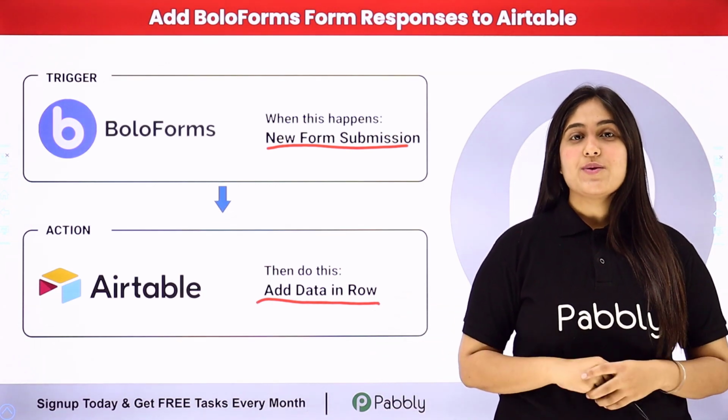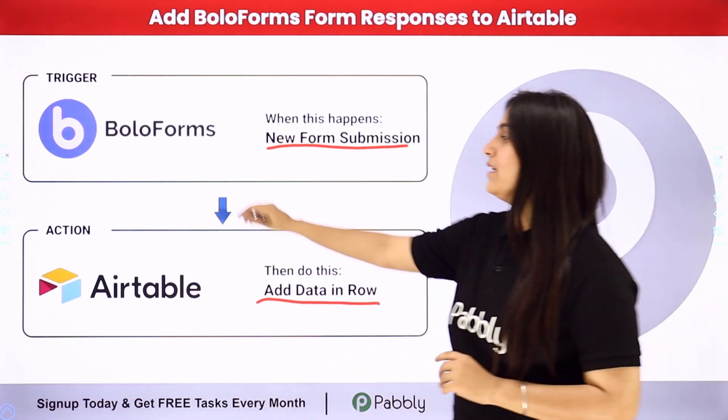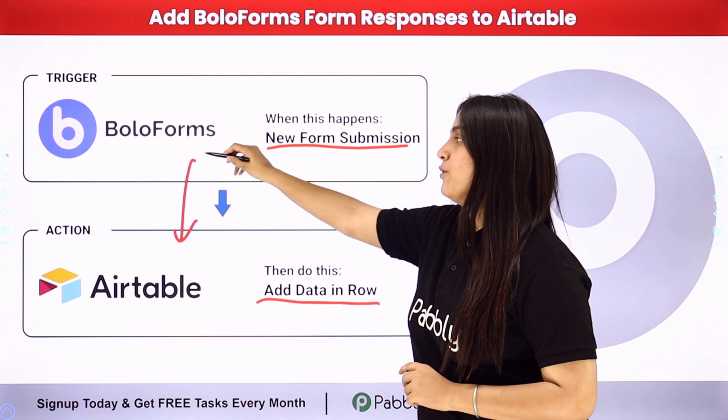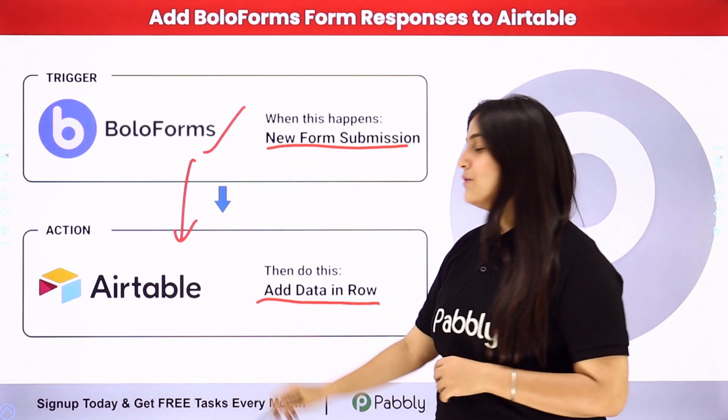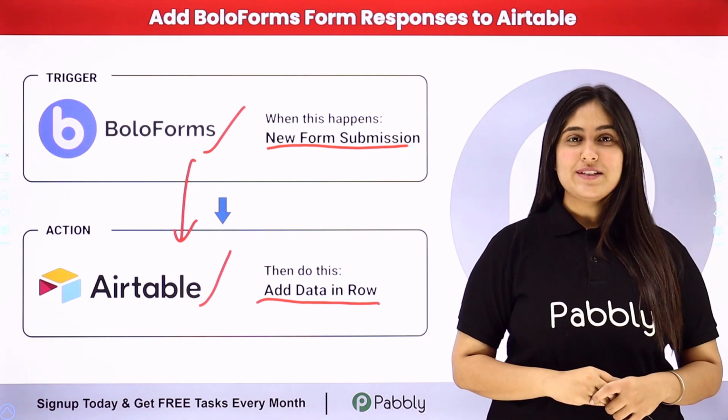So to automate this process, we will use an automation software named as Pabbly Connect, in which we need to connect our trigger and our action. So in this process, our trigger application will be BoloForms and our action application will be Airtable. So to learn this process step by step, let me take you to my screen.